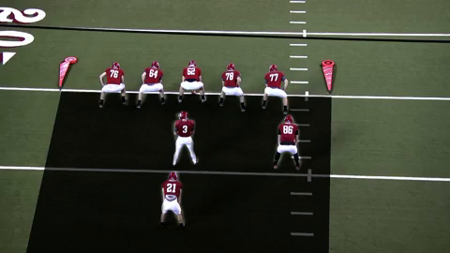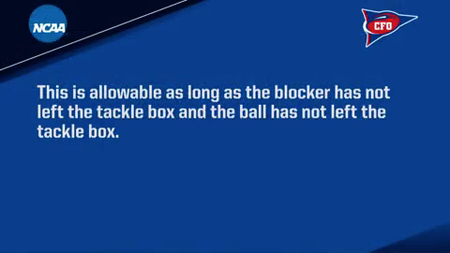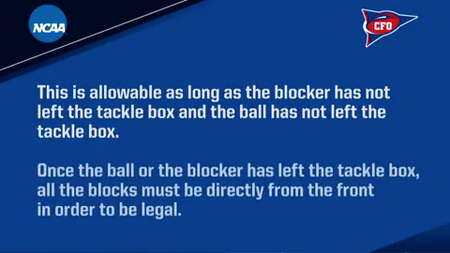The reason that's important is because the rule allows for players who are inside the tackle box at the snap, and in the case of a back, one who is also getting a piece of the tackle, to block below the waist from the side as well as from the front. This is allowed as long as the blocker has not left the tackle box and the ball has not left the tackle box. Once the ball or the blocker has left the tackle box, all the blocks must be directly from the front in order to be legal.